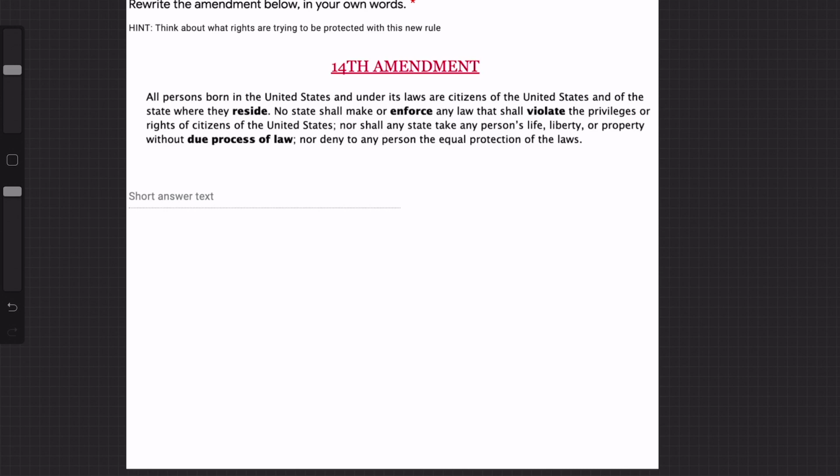So let me read the amendment. All persons born in the United States and under its laws are citizens of the United States and of the states where they reside. No state shall make or enforce any law that violates the privileges or rights of citizens in the U.S., nor shall any state take a person's life, liberty, or property without due process of law, nor deny any person equal protection of the laws. Like the last one, there's a lot to unpack here. Okay. For me, the most important thing is the very first sentence.